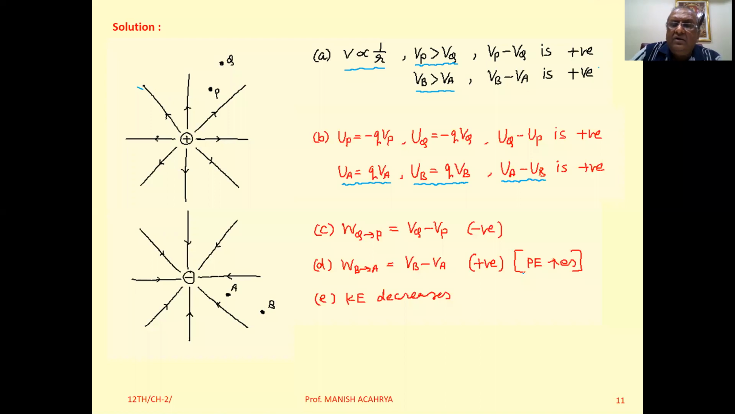Now, work done to move a small positive charge from Q to P, that is W Q to P, is VQ minus VP, but VQ is less than VP, so this work done will be negative. In the next question, we have to move the small positive charge from B to A. So total work done W B to A is VB minus VA. VB is less negative compared to VA. So the answer will be positive. It implies that its potential energy increases. And if potential energy increases, then kinetic energy decreases because the total energy remains constant. Clear to all of you?